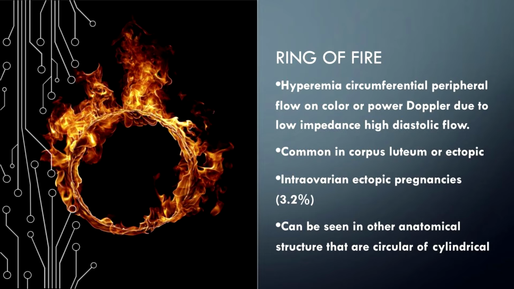Now, it is extremely, extremely common in corpus luteum cysts. It can also be seen in ectopic. That's why most people, when they see the ring of fire, their first go-to is ectopic. But obviously, there's a lot of other things to consider, like whether they're even pregnant.